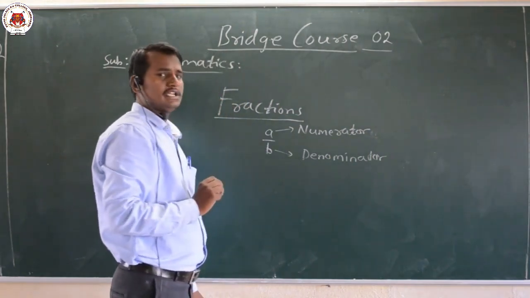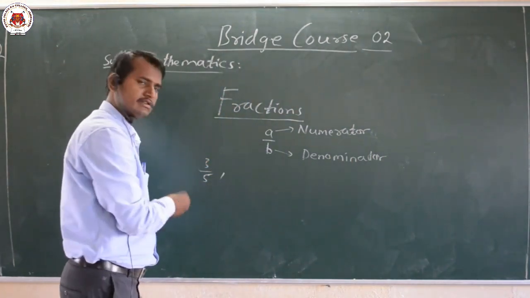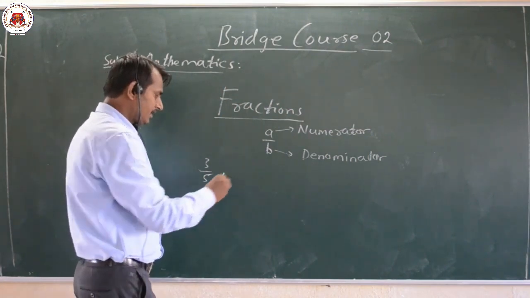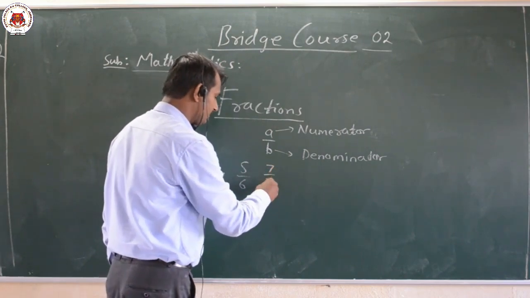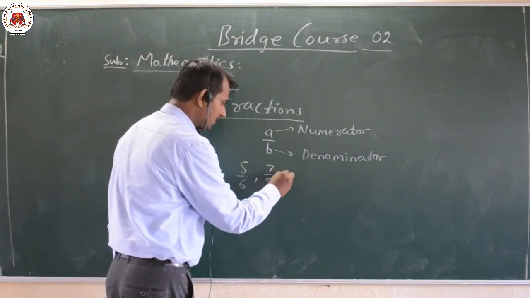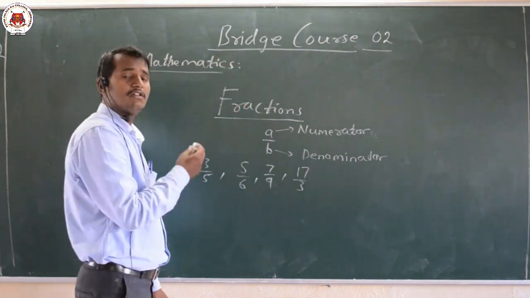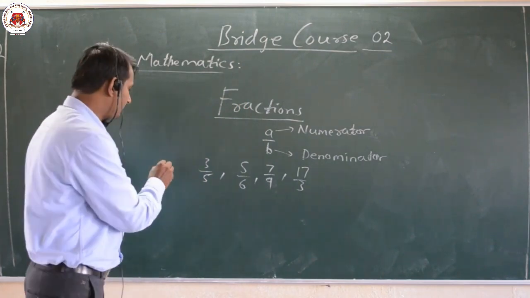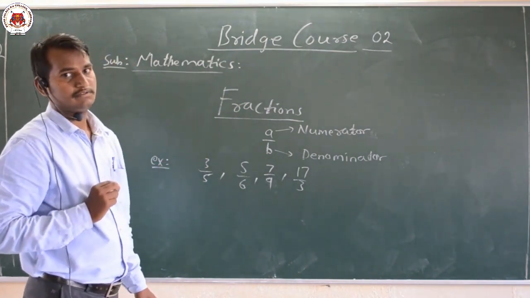Now let us take a few examples. For example, 3 by 5 is also a fraction. Then 5 by 6, then 7 by 7. Okay, 7 by 7, the value is 1 only, nothing in that. 7 by 9, or else you take 17 by 3 here. These are all examples of fractions.